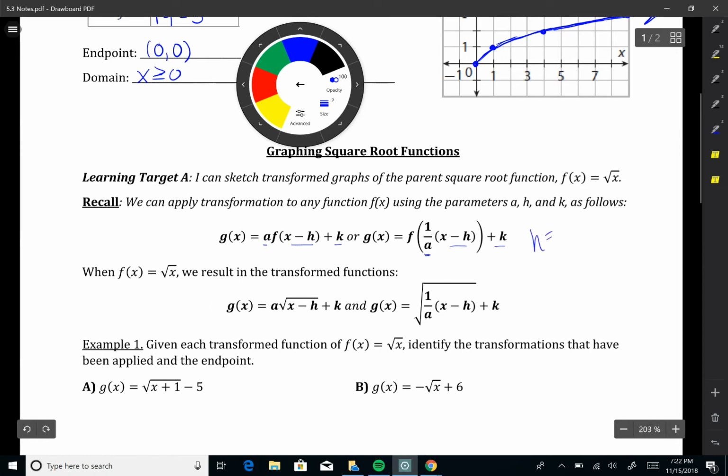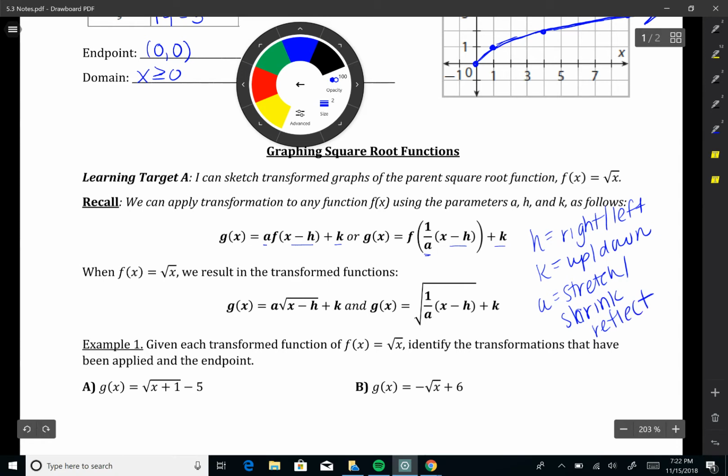Remember that h is right or left, and we always have to think the opposite. K is up or down, and we just take it as it is. So if it's plus, we're moving up. If it's minus, we're moving down. But a is a stretch or compression, or shrink. I guess we use shrink more often, so I'll say that. Also, if negative, it can be a reflection as well. So let's remember those things, but it matters where a occurs, whether it's a vertical stretch or a horizontal stretch or shrink or reflection. So remember when a is on the outside, like in a times f of, that's a vertical.